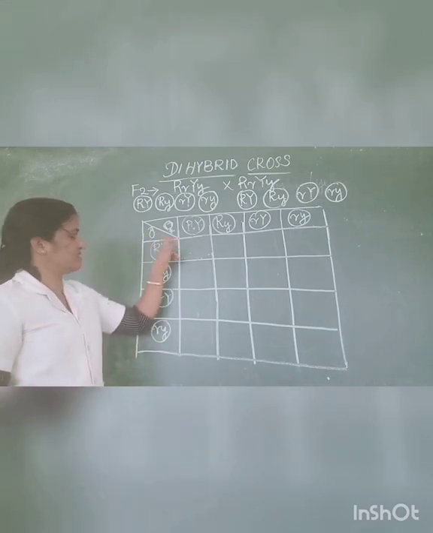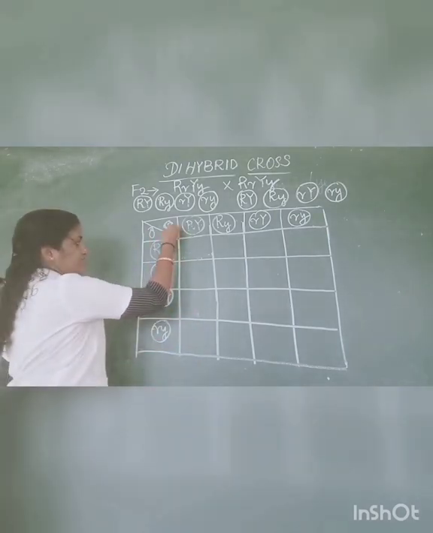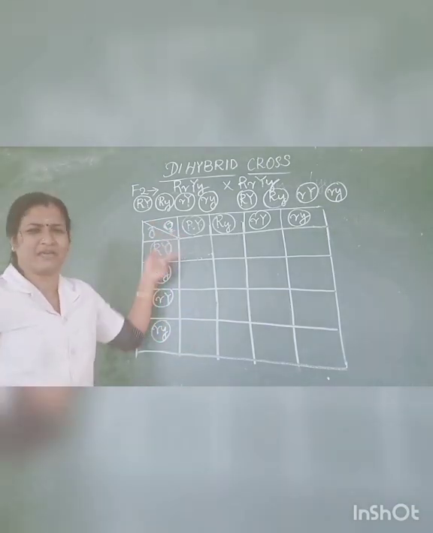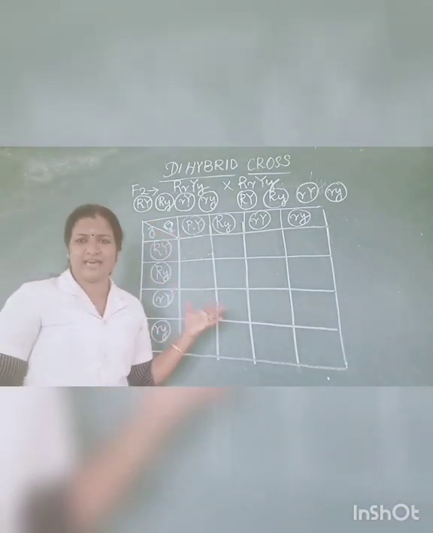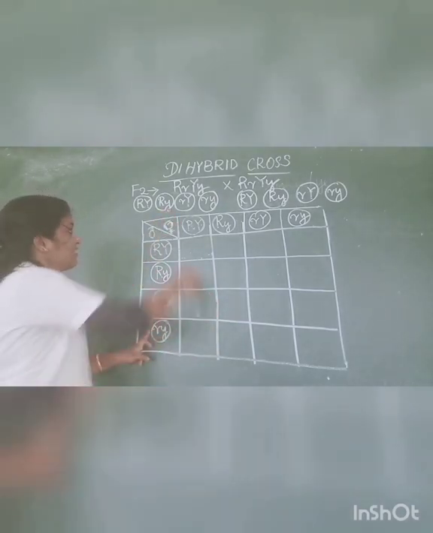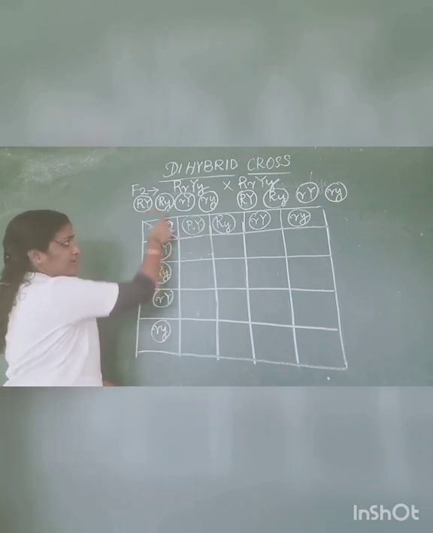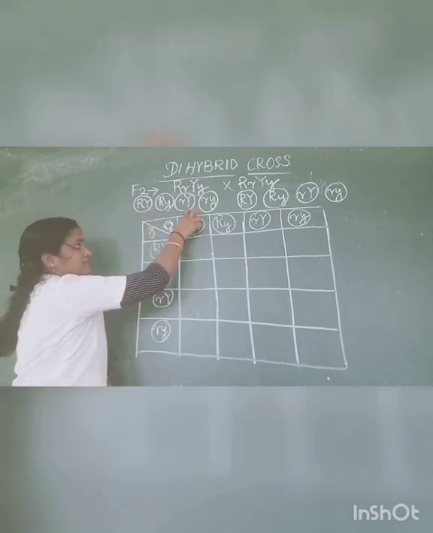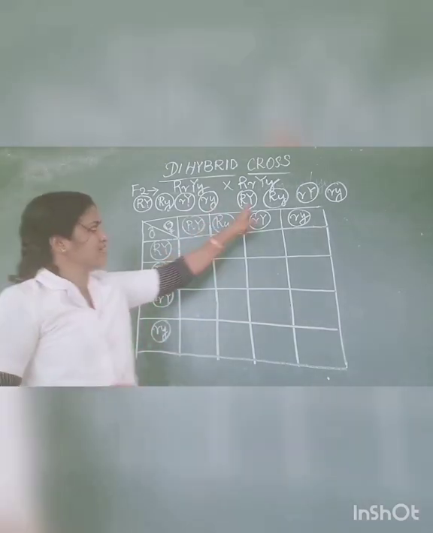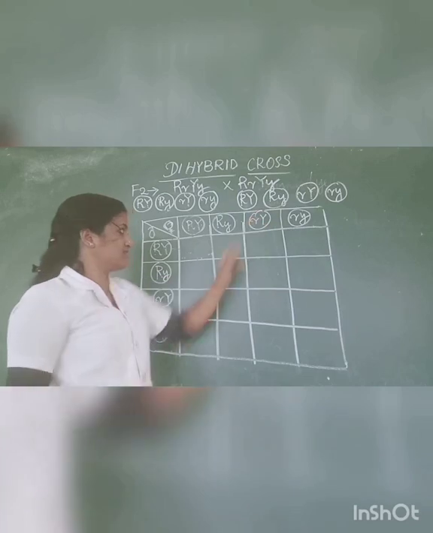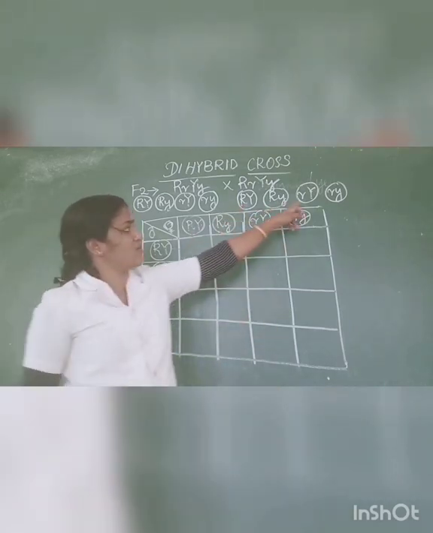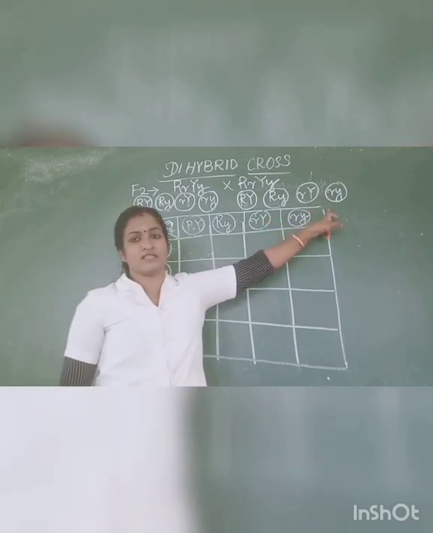The first one represents male. This is the symbol of male, and here it is the female. That is two types of parents. So the alleles of the first parent you have to write here: capital R, capital Y, capital R, small y, small r, capital Y, small r, small y. And here the alleles of the second parent you have to write: capital R, capital Y, capital R, small y, then small r, capital Y, then small r, small y.